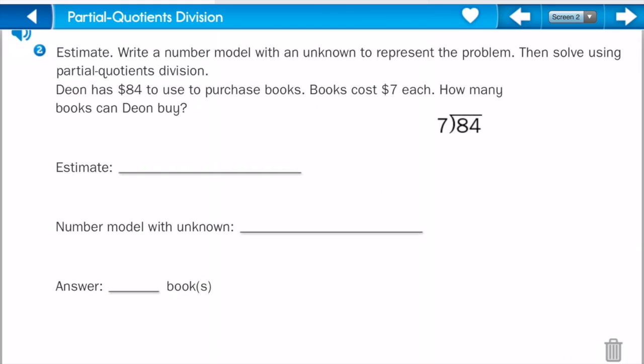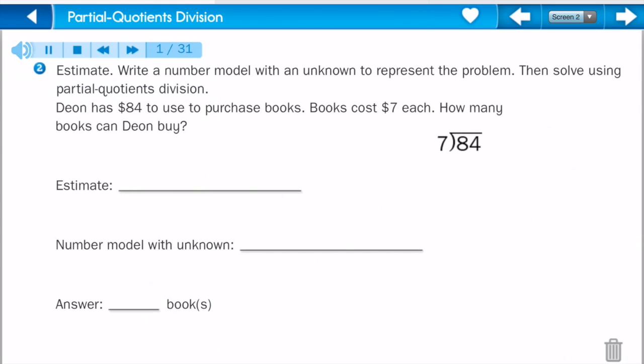All right, here's my next one. Partial quotients division 2. Estimate. Write a number model with an unknown to represent the problem. Then solve using partial quotients division. Dion has $84 to use to purchase books. Books cost $7 each. How many books can Dion buy? Estimate. Number model with unknown. Answer, blank, book or books.